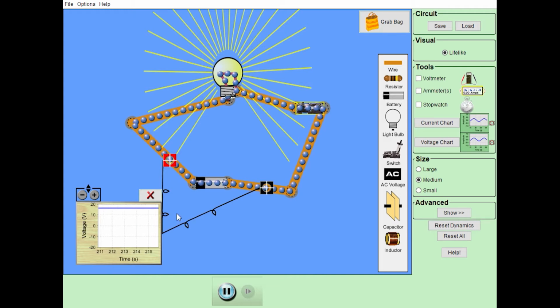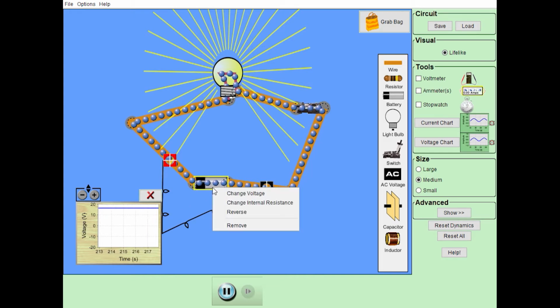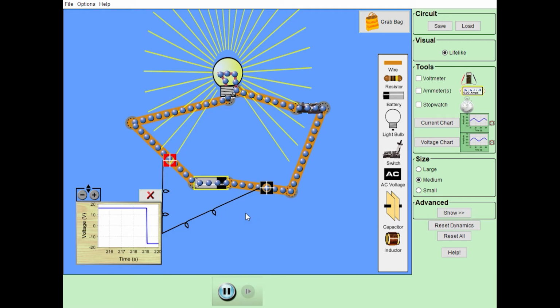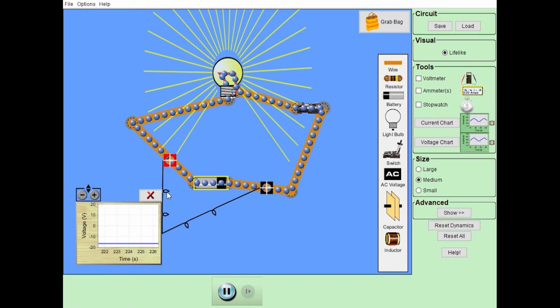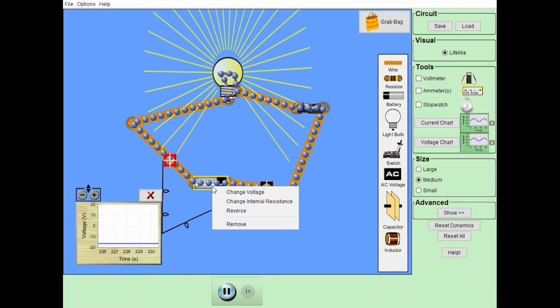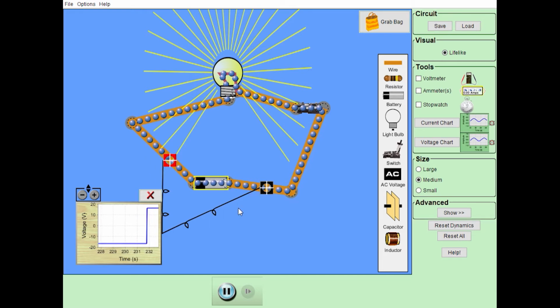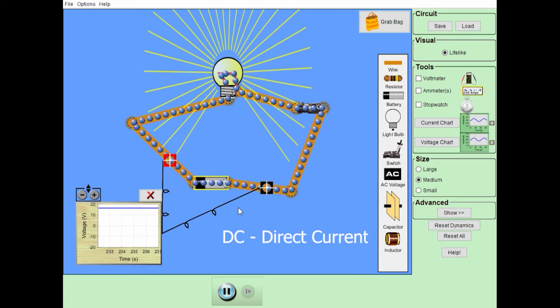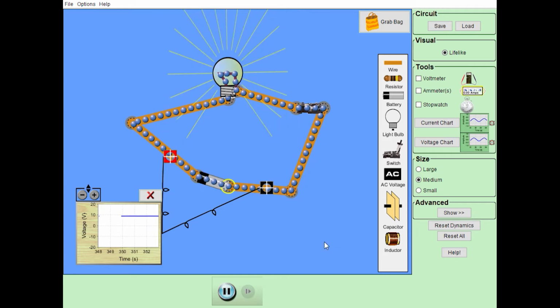So what would happen if I swapped the cell round? So let's reverse that round. And we can see the voltage has swapped round down here. And also the electrons have started moving round in the other direction. This is because batteries and cells are direct current and just really push the electrons round one way. But that's not the only way to do it.